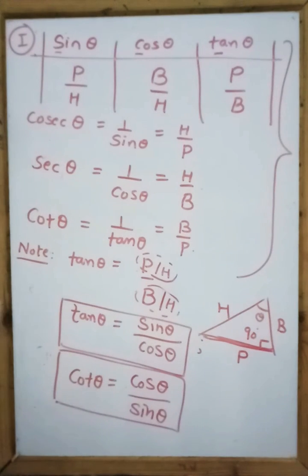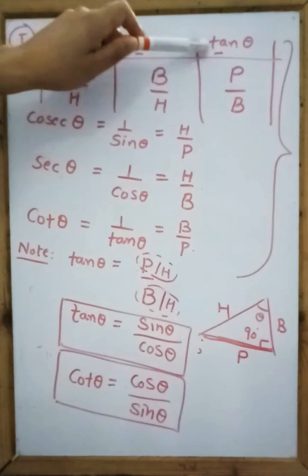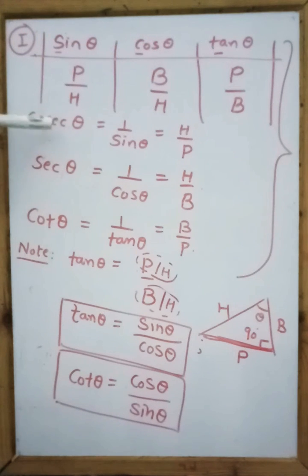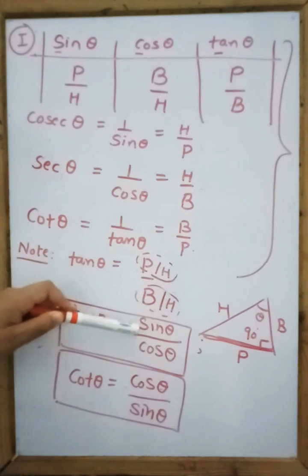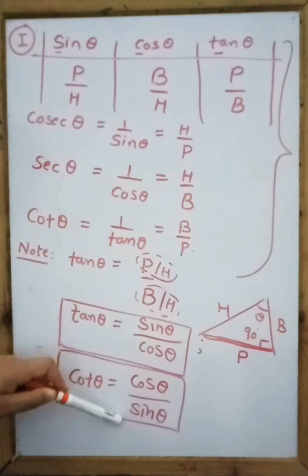So be very careful. Sine is P by H, cos is B by H, tan is P by B. Reciprocal of sine is cosecant, reciprocal of cos is secant, reciprocal of tan is cotangent or simply cot. So tan can also be written as P by B, so P by H over B by H, which is sine by cos, and cot will be cos by sine.